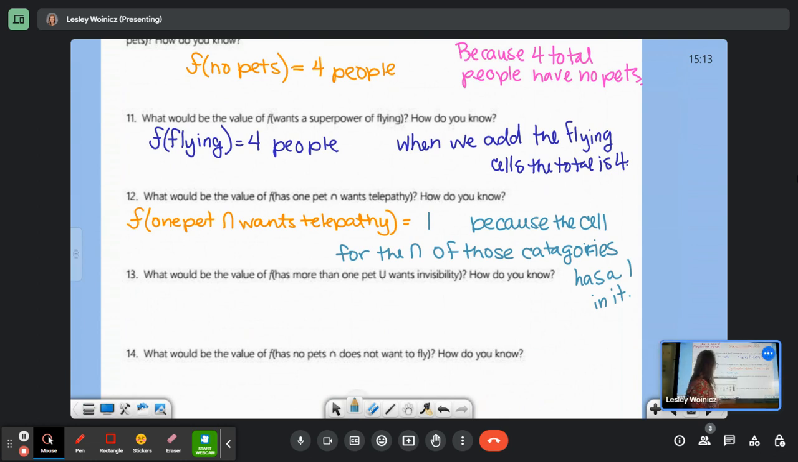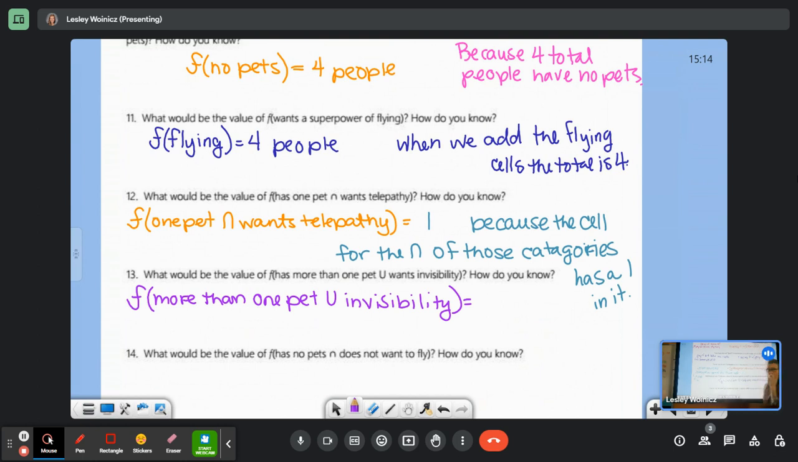Now we're going to do a union. What would be the value of f of more than one pet with the union invisibility? Okay, now this one's the tricky one. This one is the one where we could count some people twice. So how many total people want more than one pet? Or have more than one pet? 12.